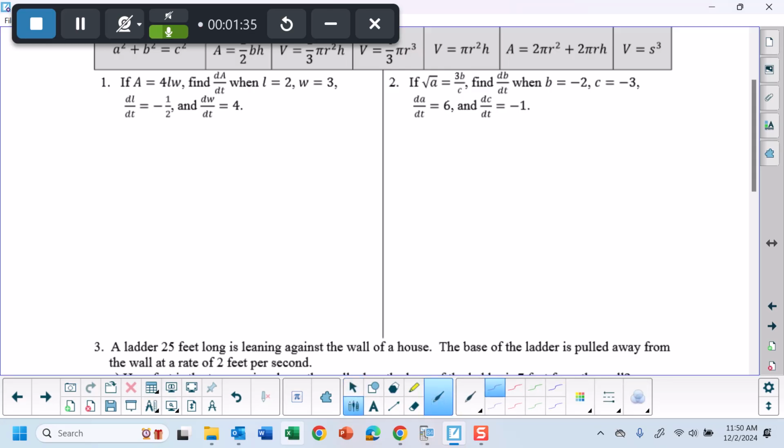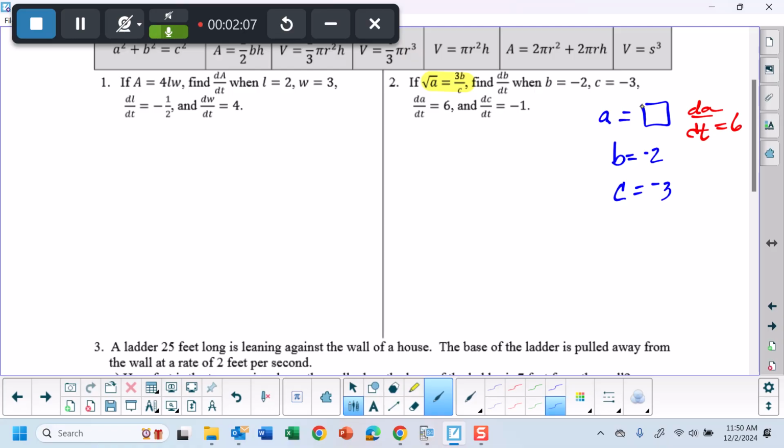They gave you this basic formula for whatever it represents. And when you look at the values that they gave you, I know that B has a value of -2, C has a value of -3. Then they tell me that the change in A with respect to time is equal to 6. But notice they never told us what A was equal to. We have enough information to find it.